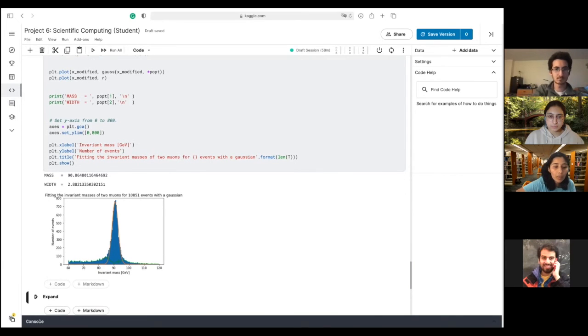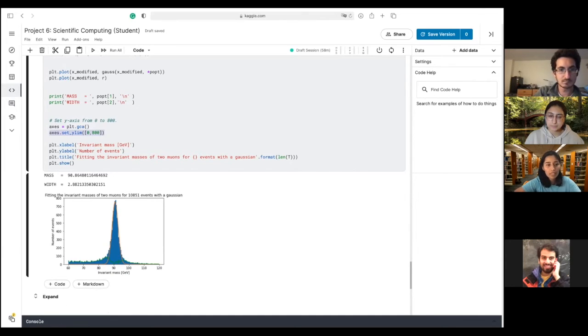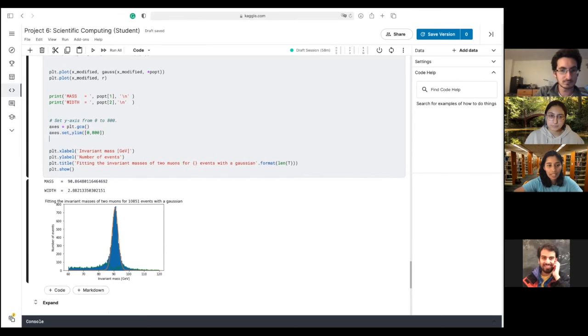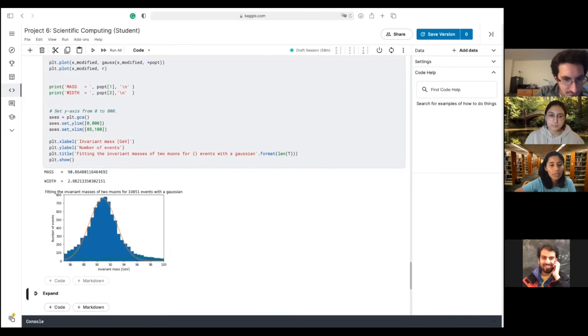But the region outside the peak is basically background effects, which we are not considering in this plot. So we don't need to really worry about that. If we set our X limits in order to zoom in and see slightly better, we could probably set X limits from around 85 to probably around 100 and see how it behaves. So yeah, here we go.